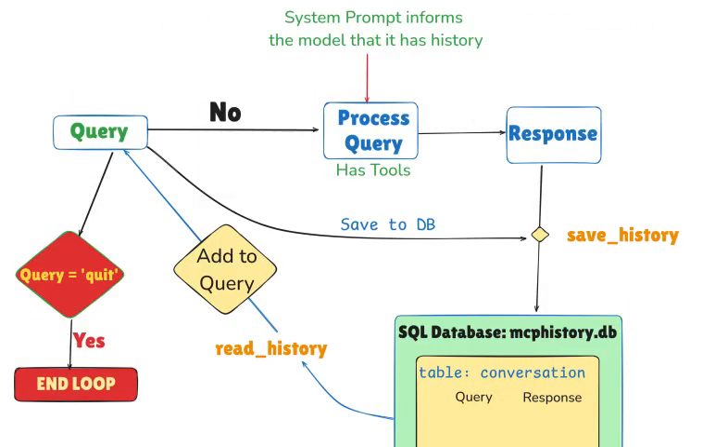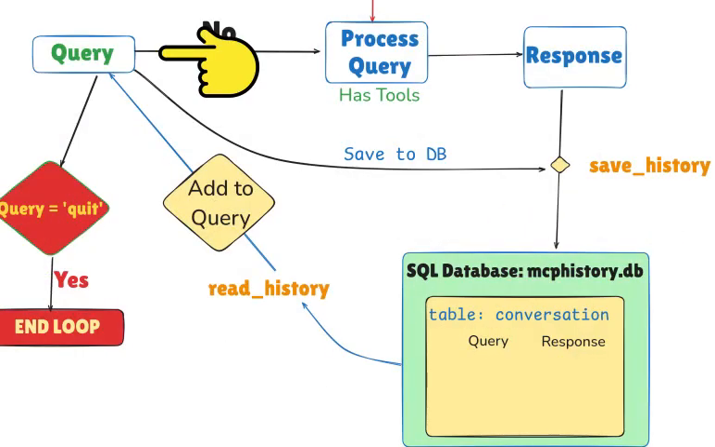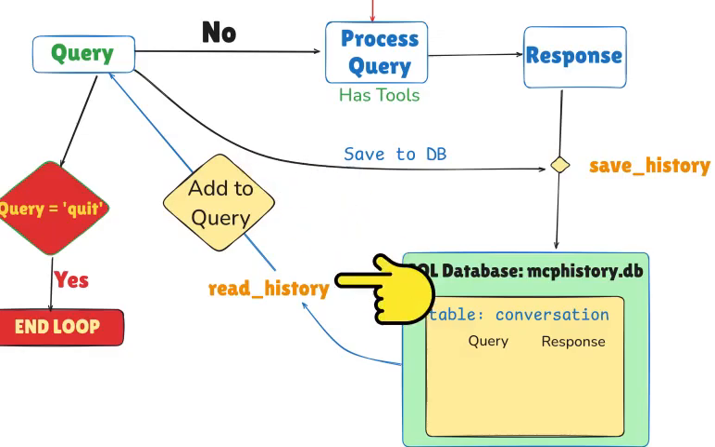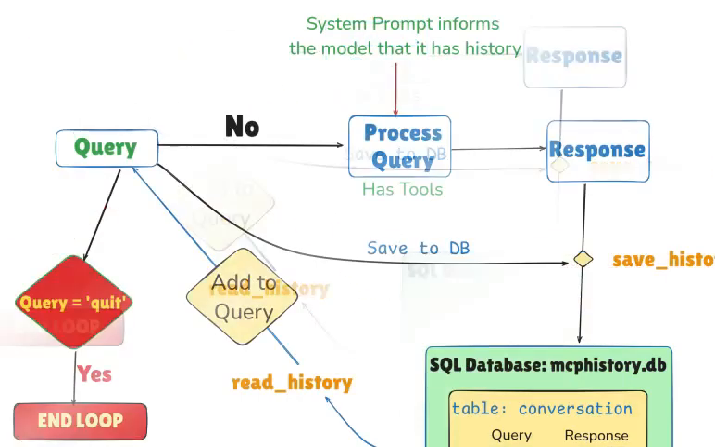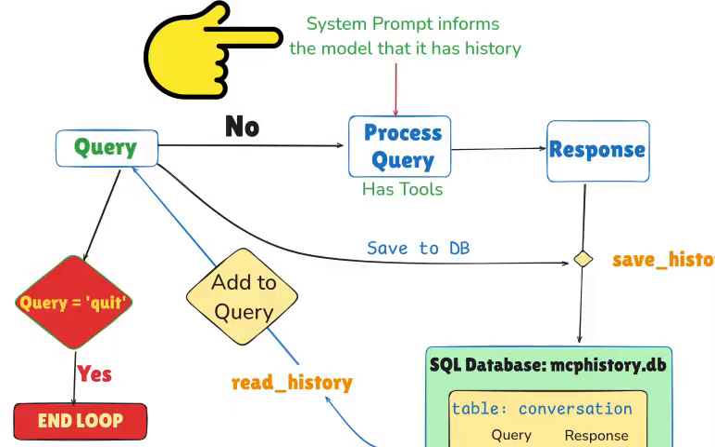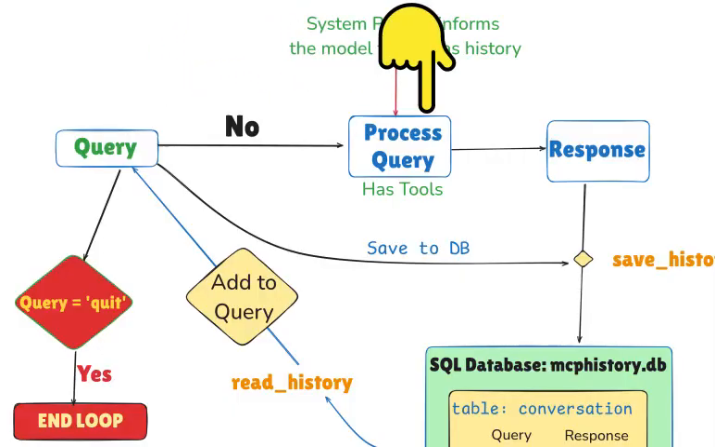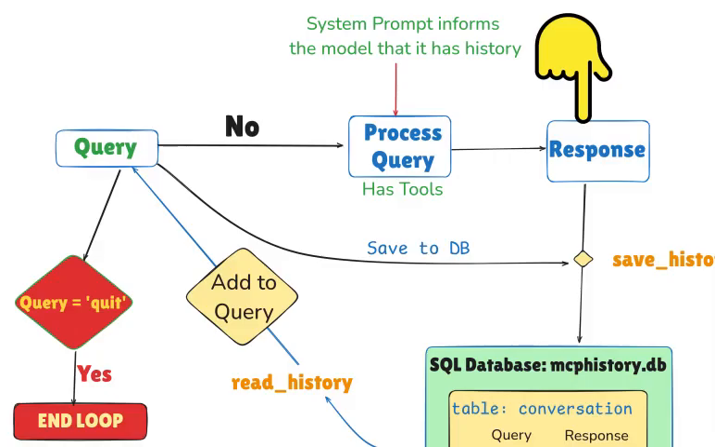When the client is asked the first query, the query flows to process query and the response is received. The received response, along with the query, is stored in the database. Every time the user queries the client, the history of previous conversation is appended by reading the SQL database. The system prompt in the process query method informs the model that it has access to the history of previous conversation.